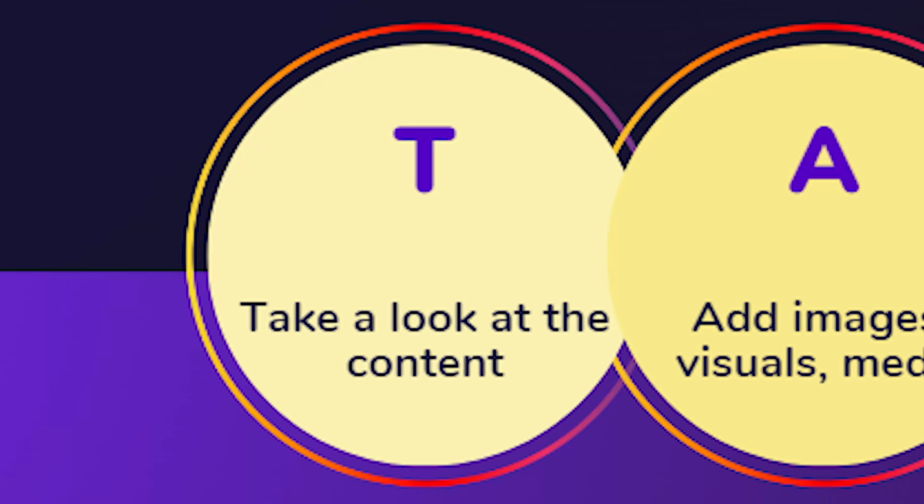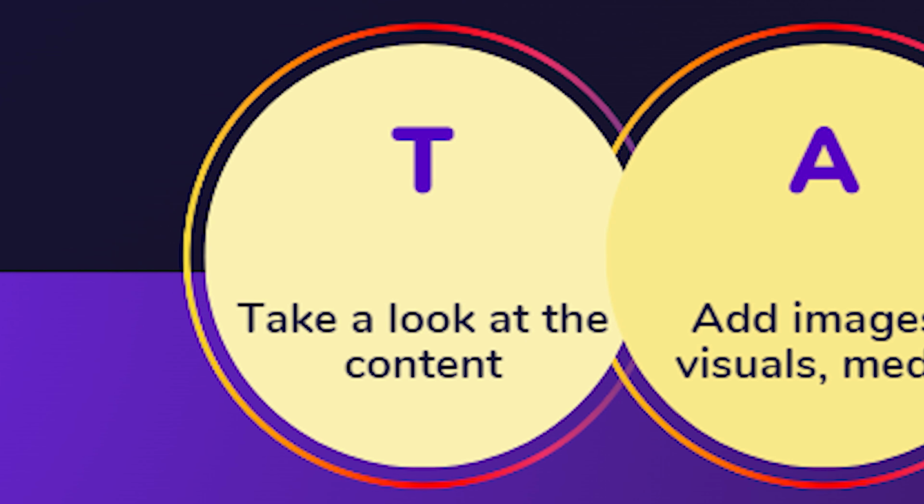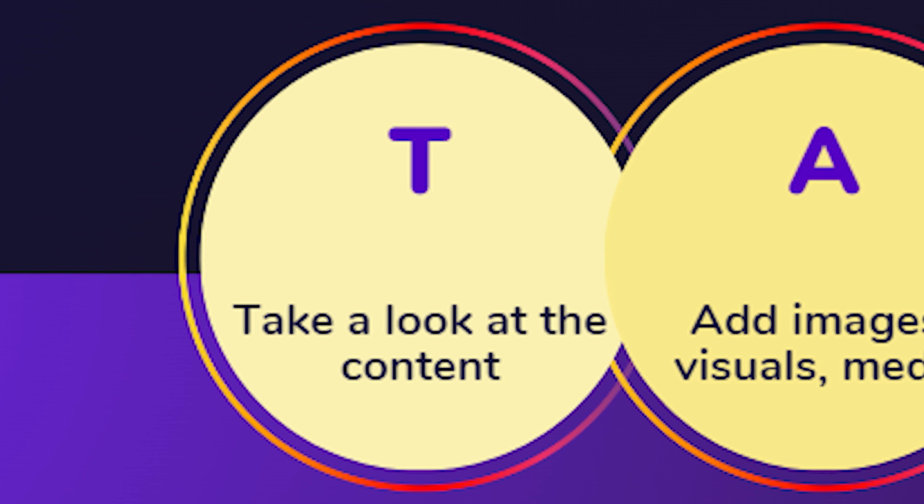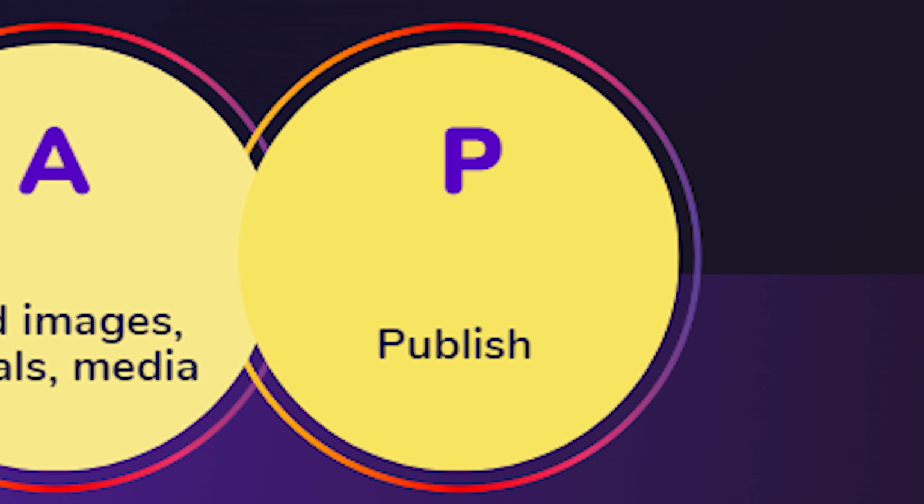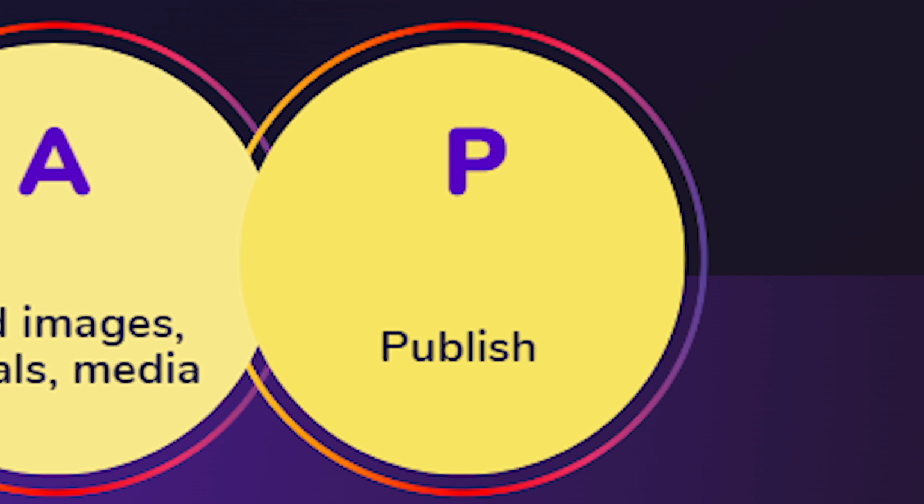TAP stands for: T, take a look at the content. You need to physically still lay eyes on that content before it gets published. A stands for add images, visuals, and media. You need to bring that content to life with visuals. And then P stands for publish, get that content out.